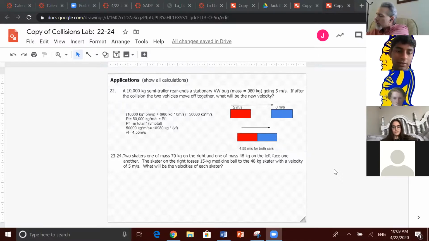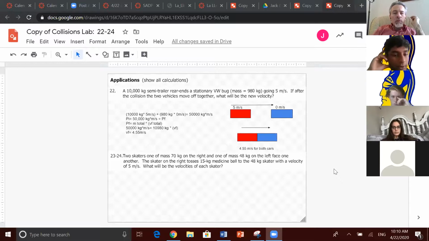So we found the semi-trailer going at 5. We found the momentum of the semi-trailer, and the momentum of the VW bug is just 0. So the initial momentum for the total system would be 50,000. The initial momentum would be equal to the final momentum, and we just divide by the total mass, and that's how we got the VF. Right. And again, I made a mistake here. I probably should have said to the north or something. That means the final velocity would also be to the north.